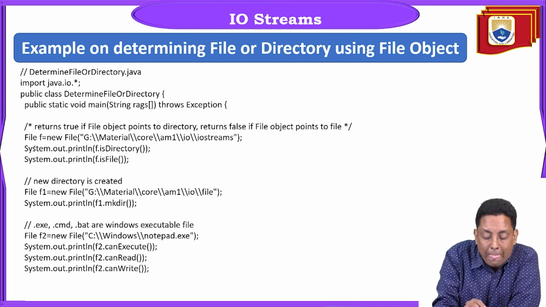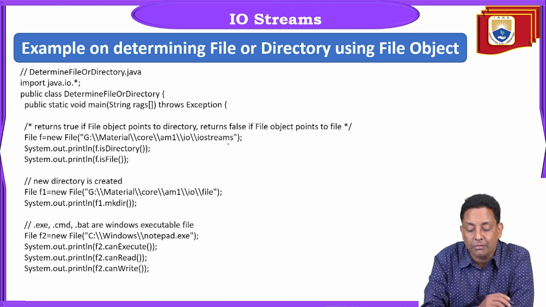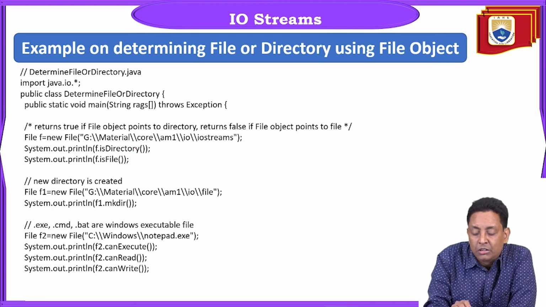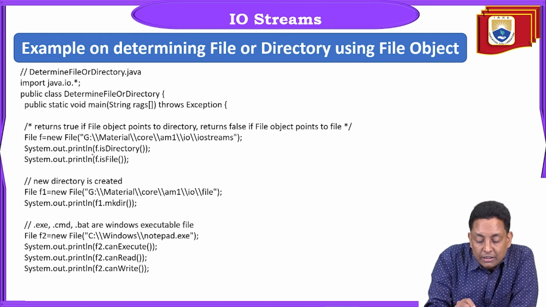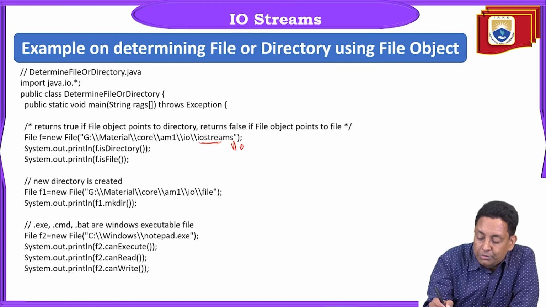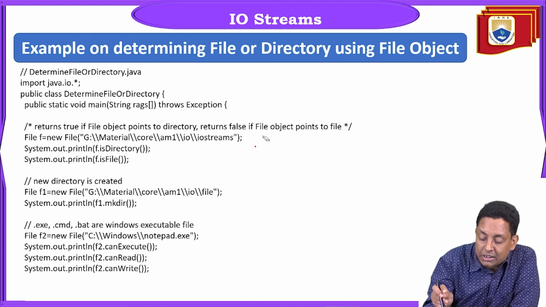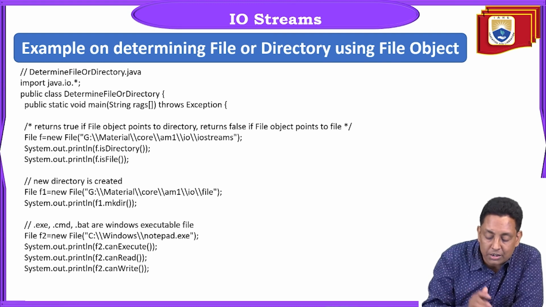Class name, main method. The file object is pointing to some directory name here, some C drive, D drive, materials, core, some directory. And the next one is file object dot isDirectory. Is it pointing to a directory or a file? It's pointing to a directory. If it were pointing to a file, it should be something like 1.txt. Because this IO streams is a directory, the isDirectory method will return true, and the isFile method will return false. This program will just print true and false in most of the function calls. The output is true or false.